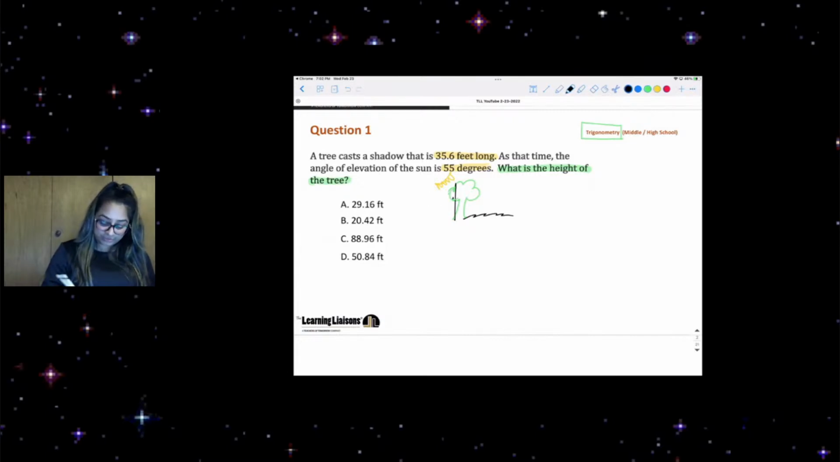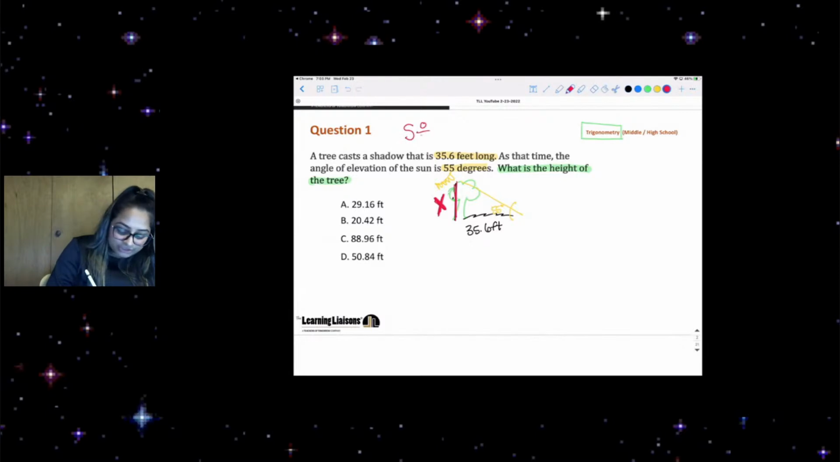The shadow, 35.6 feet long. Okay, so that elevation will be over here at 55 degrees. Okay, now that I have everything in the right spot, let's go ahead and solve the problem. So what do I see? They want to know the height of the tree, which is over here, which we're going to name as X. Does this look familiar? Does anything come to mind?